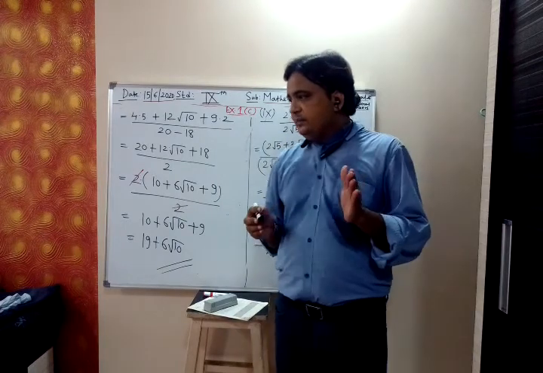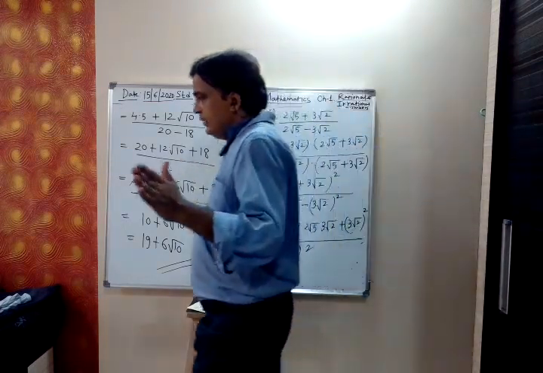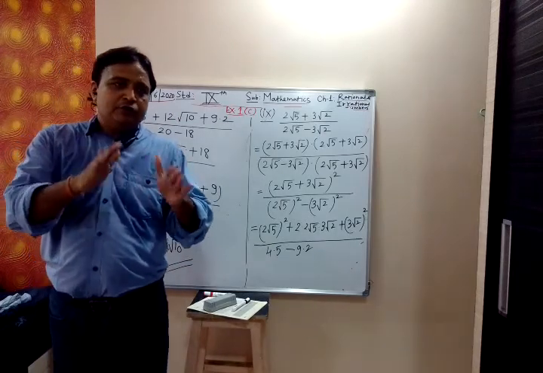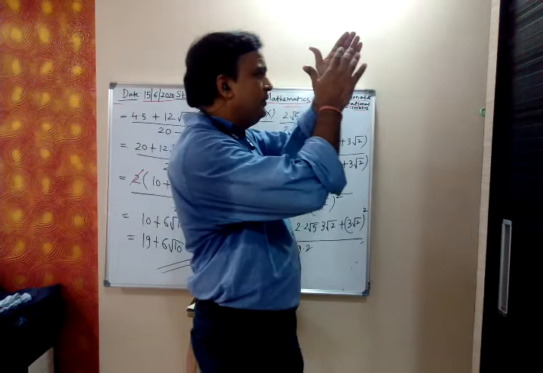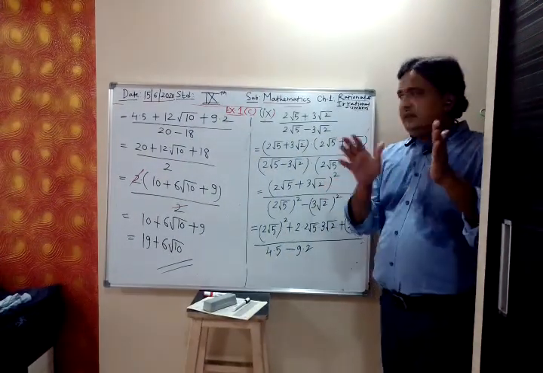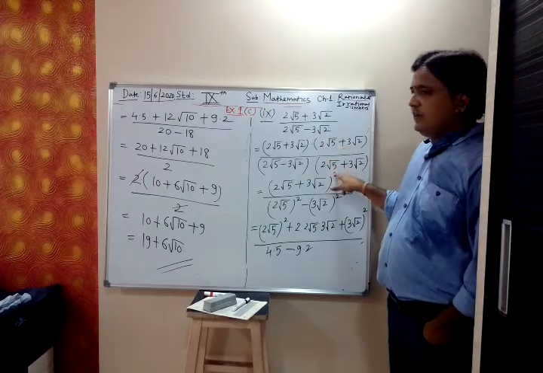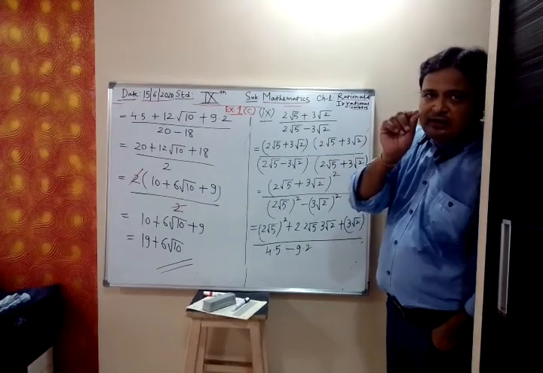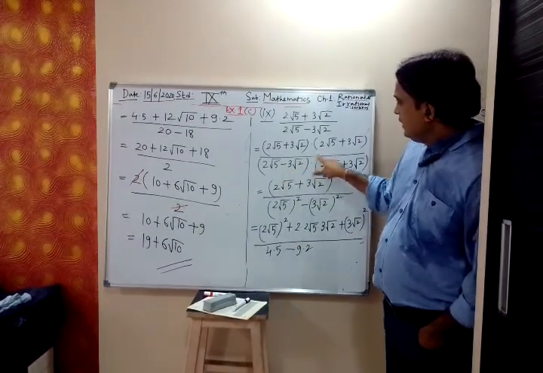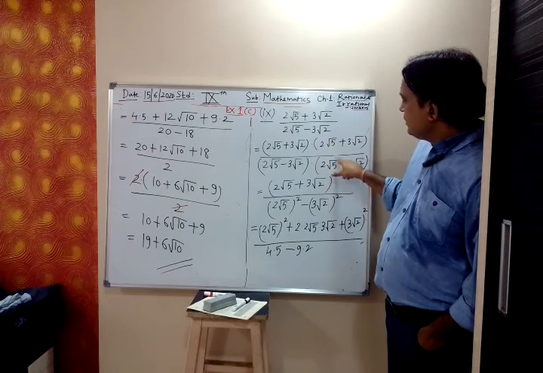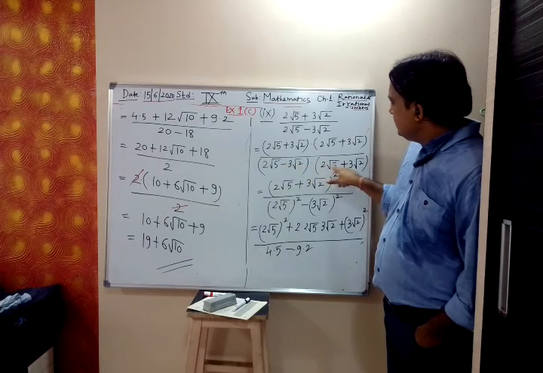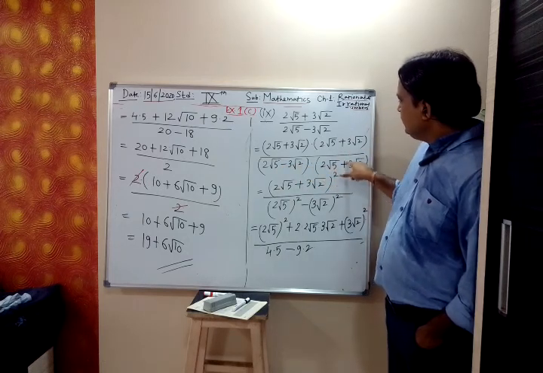So rationalizing factor means you have to multiply and divide by the same number but opposite in sign. In rationalizing the denominator, remember, you have to multiply the numerator and denominator both by the same number, but opposite in sign. If it is minus, we multiply by plus.